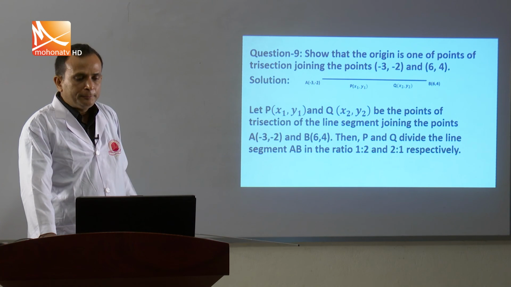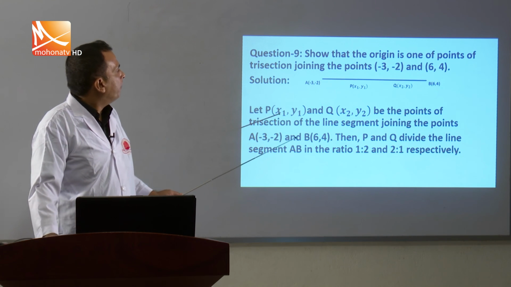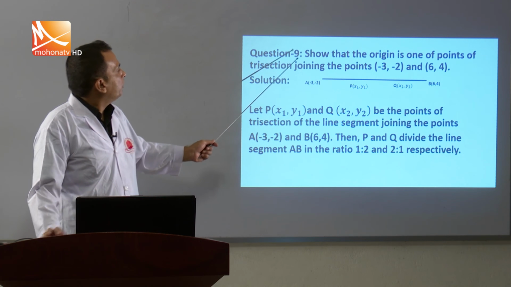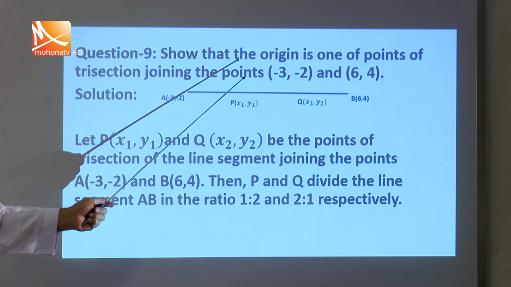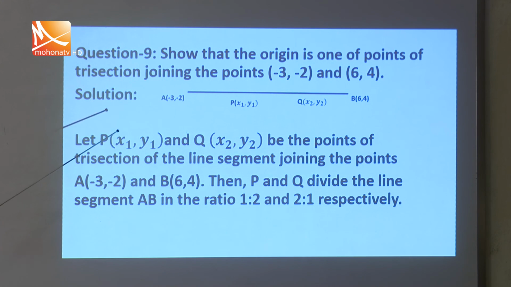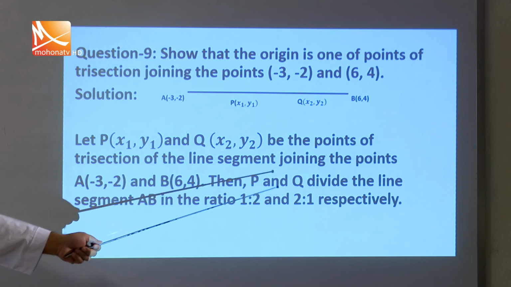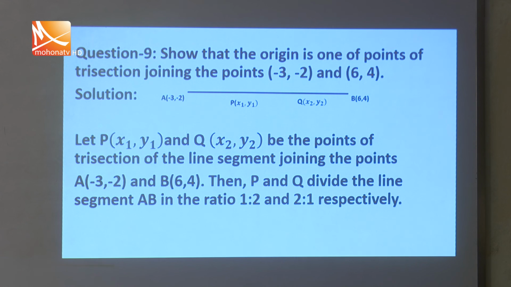Okay, now we are going to discuss another problem. Show that the origin is one of the points of trisection of the line segment joining the points (3, minus 2) and (6, 4). Take a look at the adjoining figure. Let P(x1, y1) and Q(x2, y2) be the points of trisection of the line segment joining the points A(3, minus 2) and B(6, 4). Then P and Q divide the line segment in the ratio 1:2 and 2:1 respectively due to trisection.